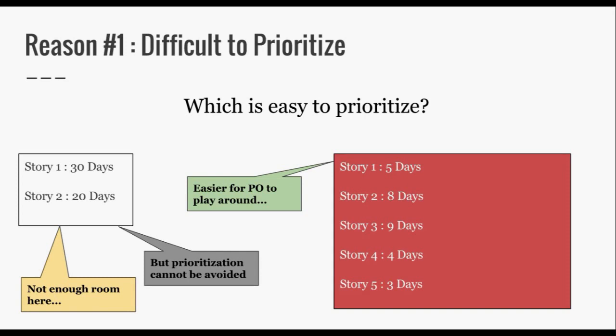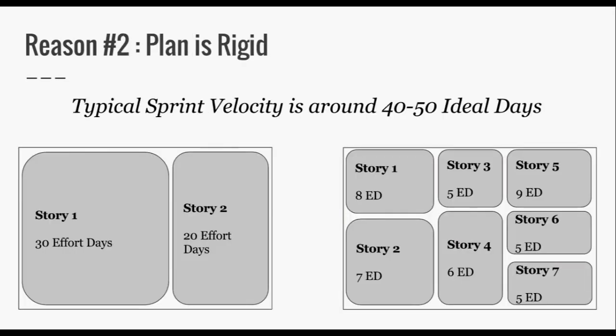But in the second case, you give the product owner, here by PO I mean the product owner, an opportunity to prioritize between them. So he might think, okay, story 3 might be more important, so let's put it at the top, and story 1 is least important, so let me put it at the bottom, and so on. So it gets easy to prioritize by splitting the user stories.